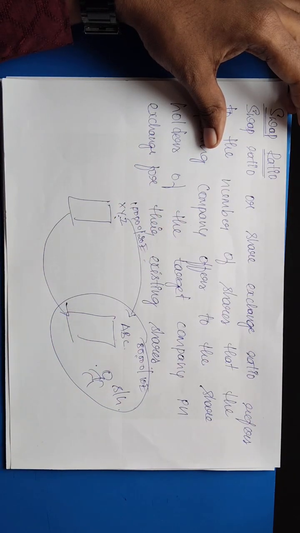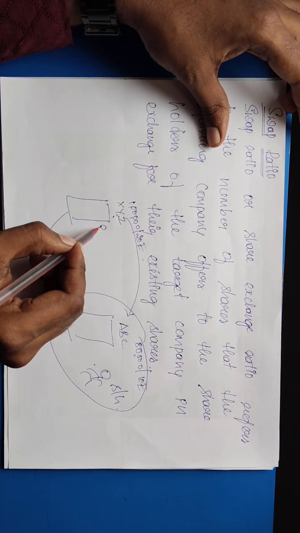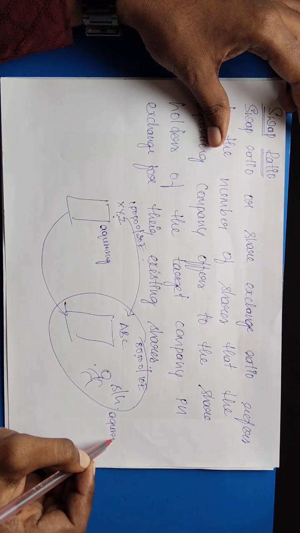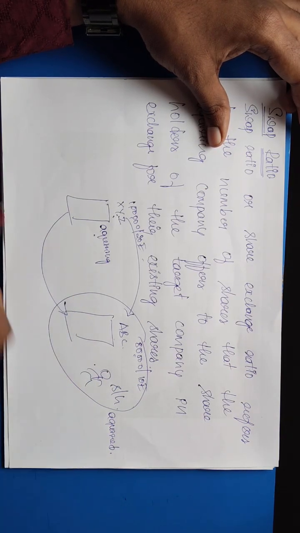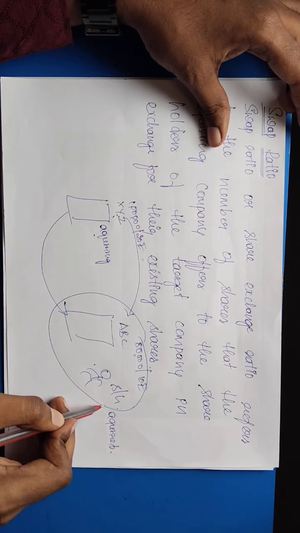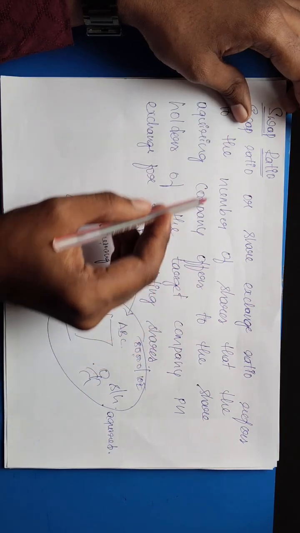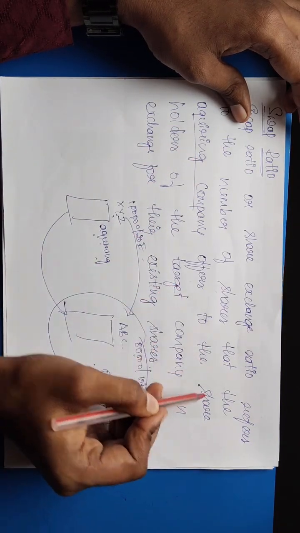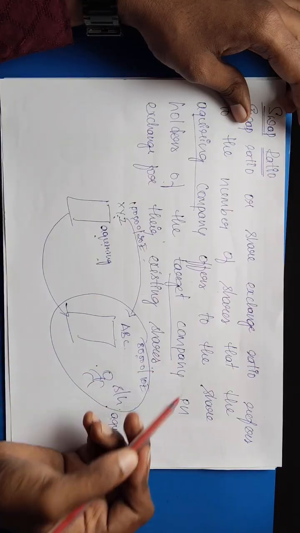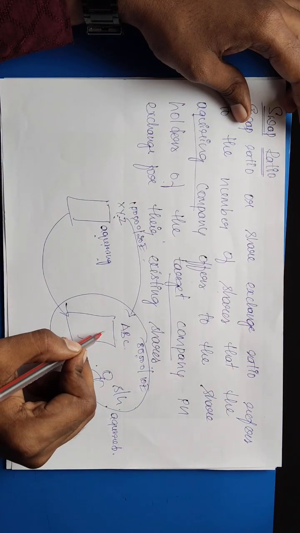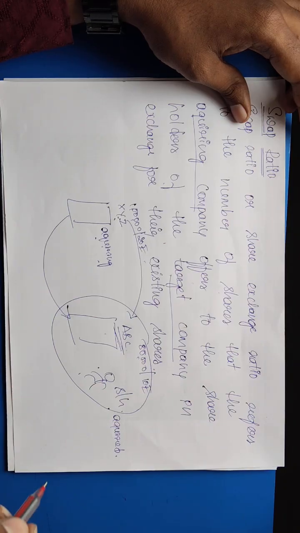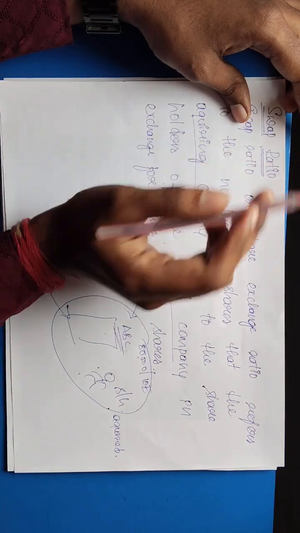Swap ratio is nothing but how many shares are offered by the acquiring company to the acquired company. So the number of shares that the acquiring company, which is XYZ, offers to the shareholders of the target company, which is ABC company. It's clear. So how many shares are actually offered by the acquiring company to the acquired company, that calculation is called the swap ratio.